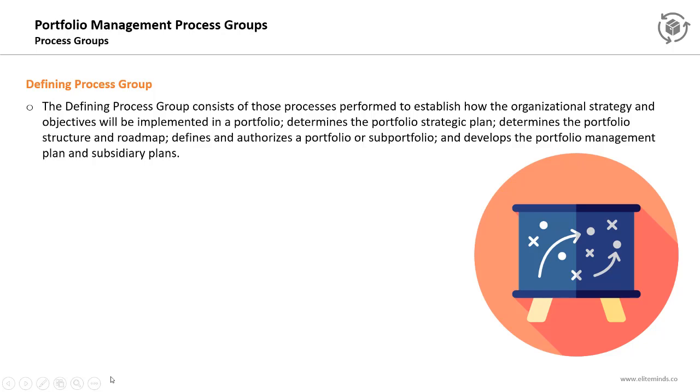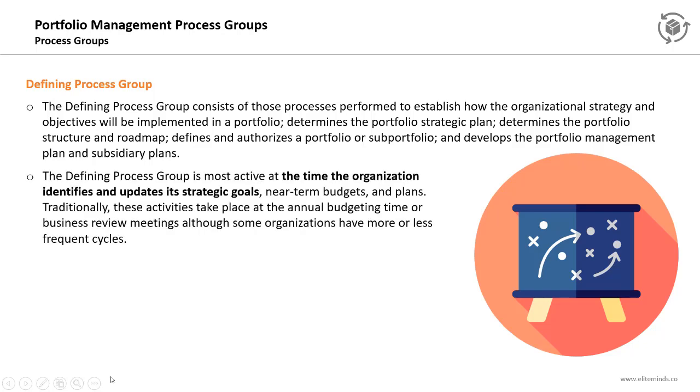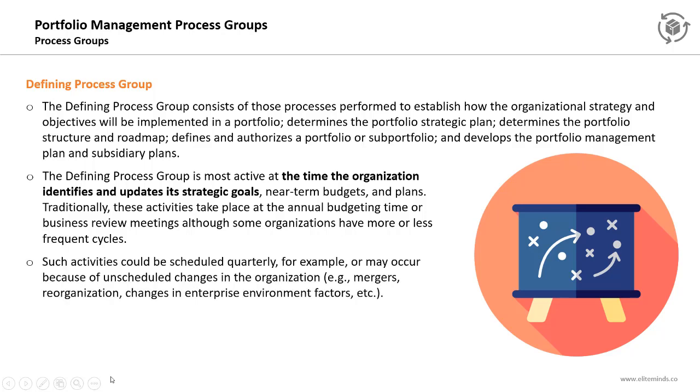The key artifacts that will be outputs of this process group include the strategic plan, the roadmap, the authorization of the portfolios through the charter, and the portfolio management plan. All these are outcomes of the defining processes. The defining process group is most active at the time the organization identifies and updates strategic goals, usually on an annual basis. So the defining processes are usually conducted at the time the organization updates its strategic goals, its near-term budgets, and plans. These activities take place at the annual budgeting time or business review meetings, although some organizations have more or less frequent cycles, but this is the time at which the defining process group processes will take place.